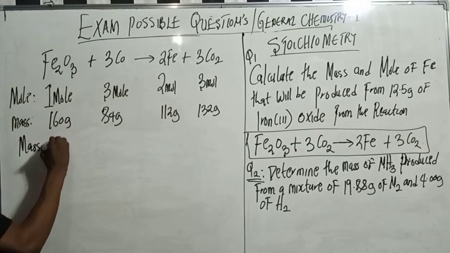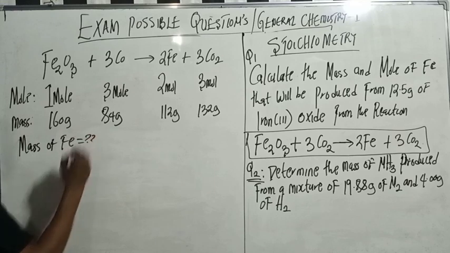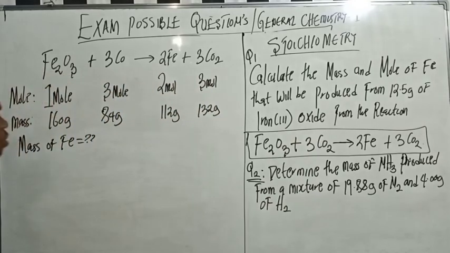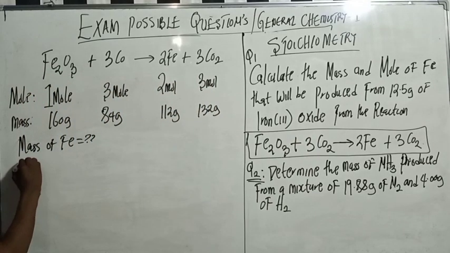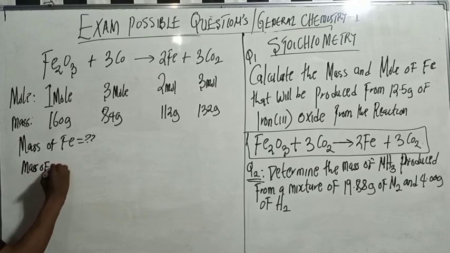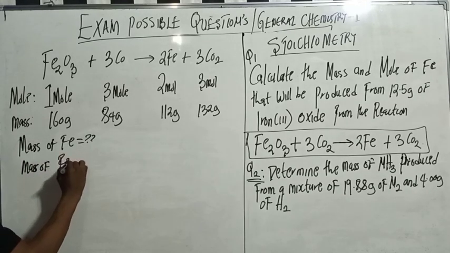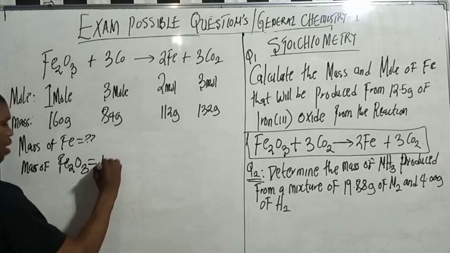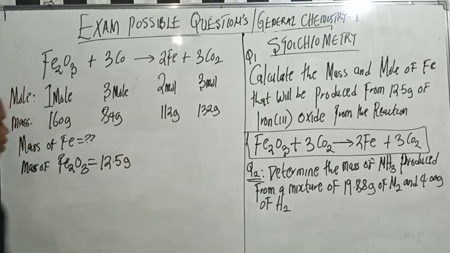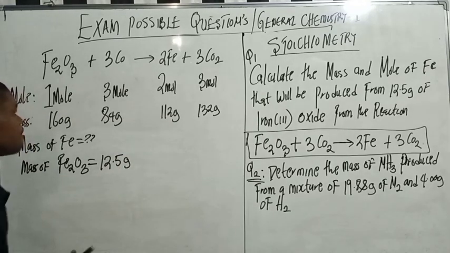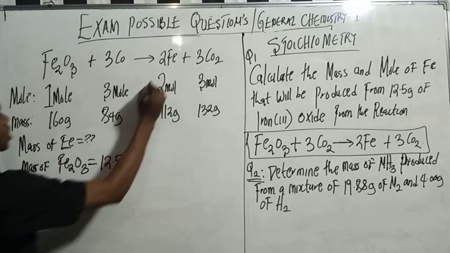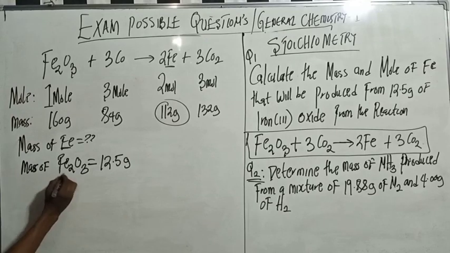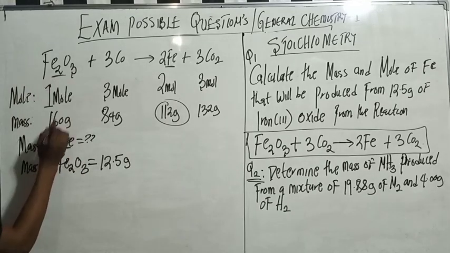The mass of Fe, which is iron. This is what they say we should calculate, right? And they gave me the mass of iron(III) oxide, Fe2O3, which is 12.5 gram. Can you see that? Now, if you check it very well, this is Fe, right? And they're talking about the mass. Fe2O3, which is this guy here, they're talking about the mass.